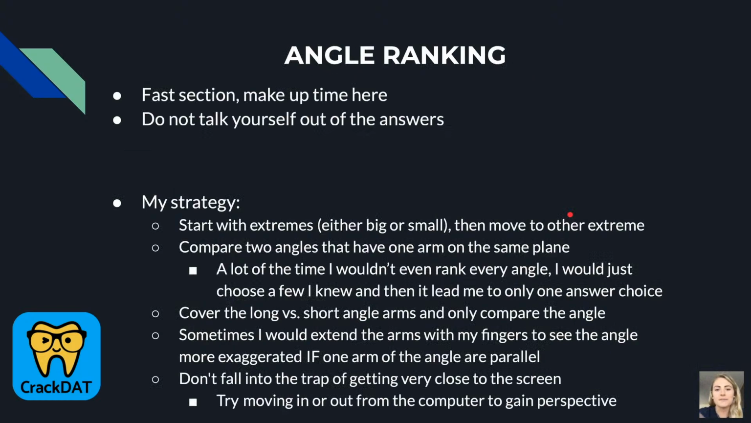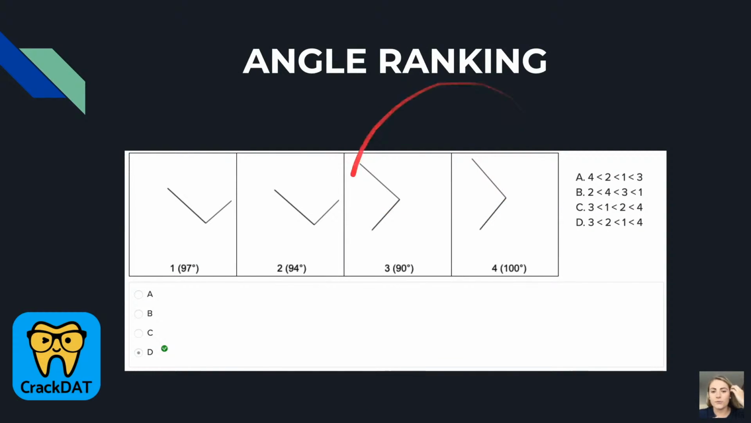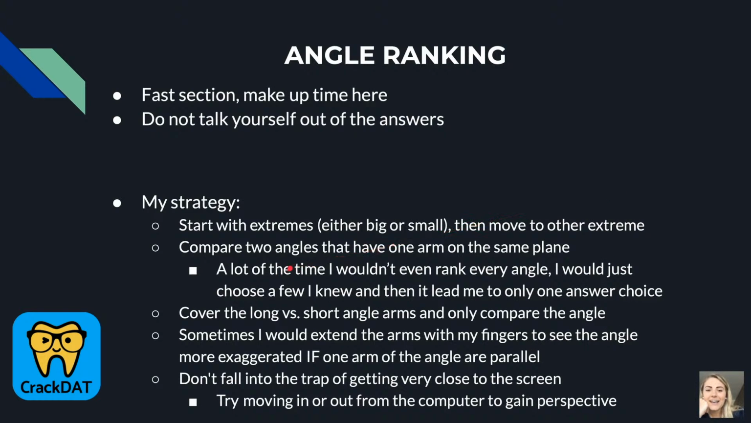I kind of started the other way, but what I would normally do is do the obvious one. This one seems less obvious to me than this one does. So I would start with 3 and 4, which would lead me to C and D, and then I would go to 2 and 1. But that's kind of how I work through those.